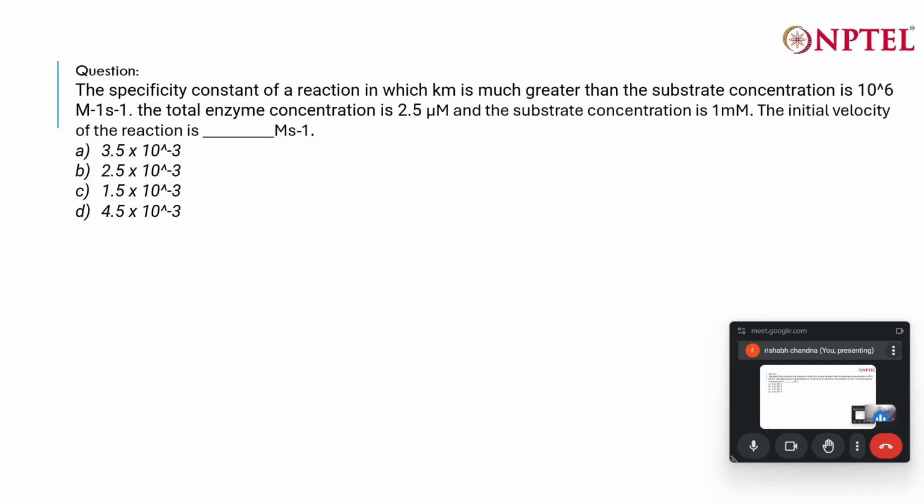The specificity constant of a reaction in which Km is much greater than the substrate concentration is 10 to the power 6 molar inverse second inverse. The total enzyme concentration is given as this, and the substrate concentration is 1 millimolar. So the initial velocity we have to find.